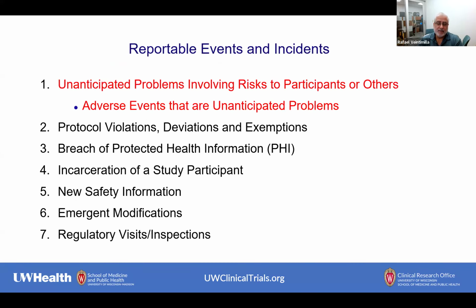In reporting adverse events or events and incidents, we have 7 categories. Normally, a lot of people, investigators and staff, like to think that we only report adverse events or anticipated problems, but we also have the obligation to report to the IRB protocol violations, deviations, breach of PHI, incarceration of a participant, new safety information, emergent modifications, and regulatory visits to the inspection.